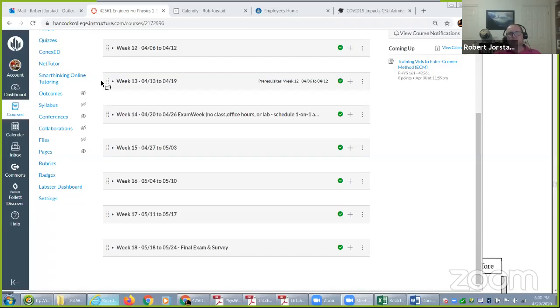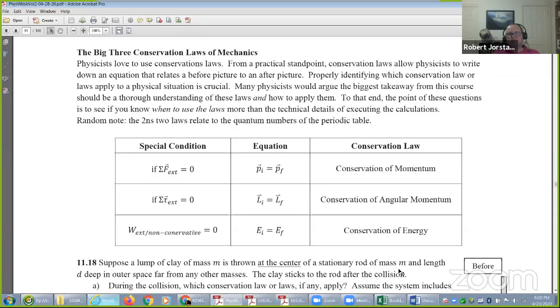About the big three conservation laws. I alluded to this earlier, but let's go ahead and look at it again. I was working on this chapter today, and I want to point out something. You may notice something subtly different. Look at your 11.18 in the book.